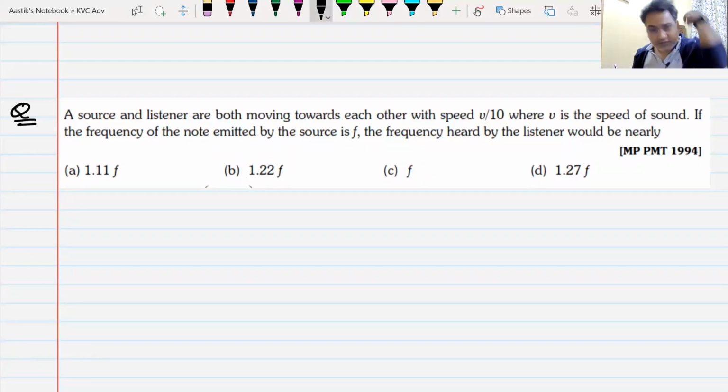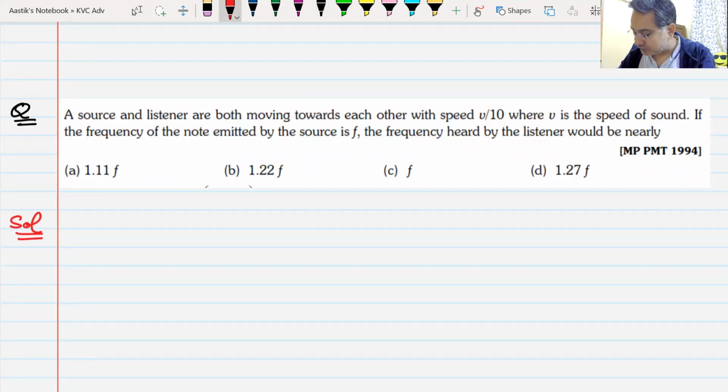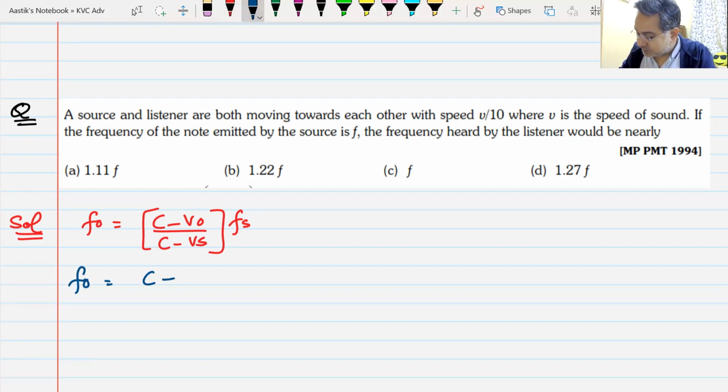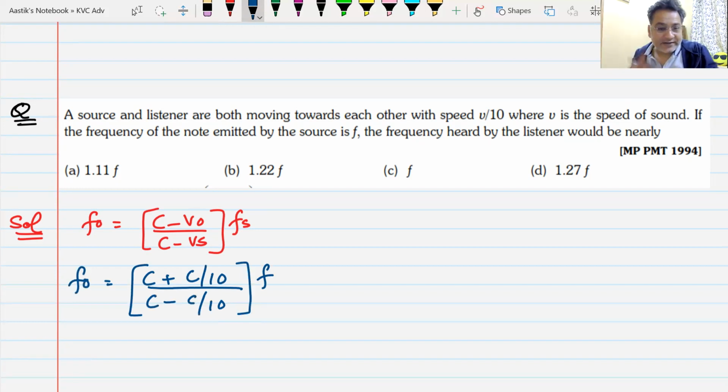So how are we supposed to get the answer for this one? You just have to get used to the formula. And the formula is what? F naught is C minus V naught upon C minus Vs multiplied by Fs. Here both V naught and Vs are V by 10, but V naught is in the opposite direction and Vs is in the same direction. So F naught becomes C plus C by 10 divided by C minus C by 10 multiplied by F. So it will be 11 by 9 times F.